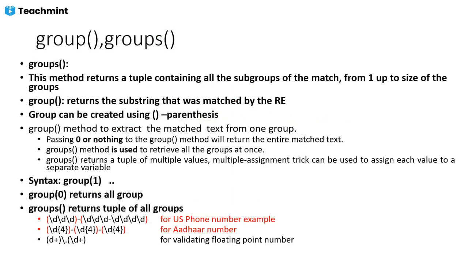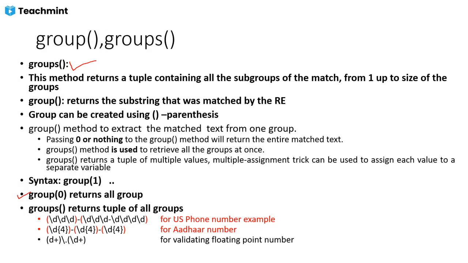Now, when you have formed groups in the regular expression, I can extract or inspect each and every group using functions. The groups function returns all the matches. Group 0 also does the same thing. Then each and every group can be returned using the index. Group of 1 is the first, group of 2 is the second, group of 3 is the third, and like that.